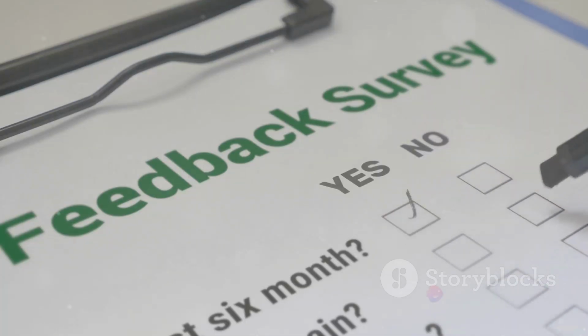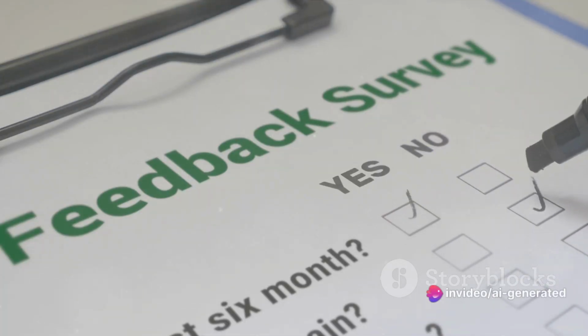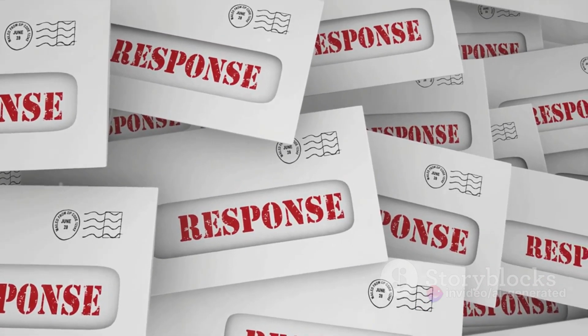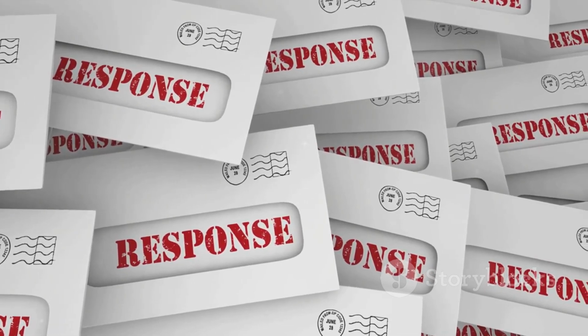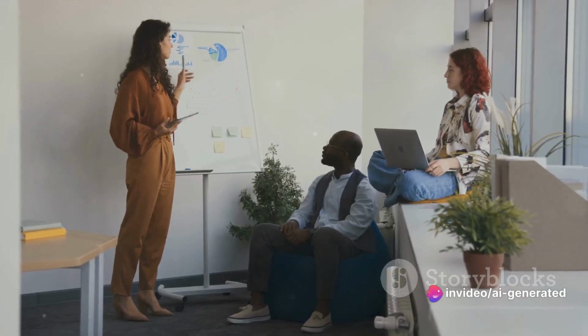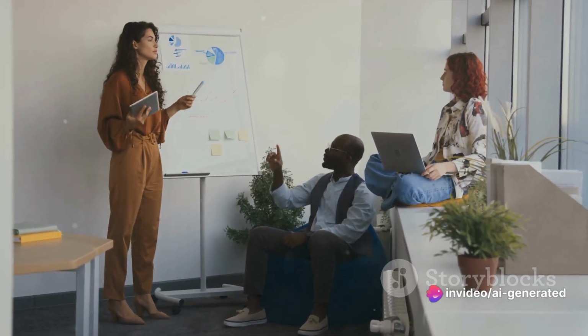Order effects refer to biases that arise from the order in which questions are presented in a survey or interview. For example, primacy effects occur when responses are influenced by earlier items, while recency effects occur when responses are influenced by later items. Response bias can also be influenced by the wording and framing of survey questions.